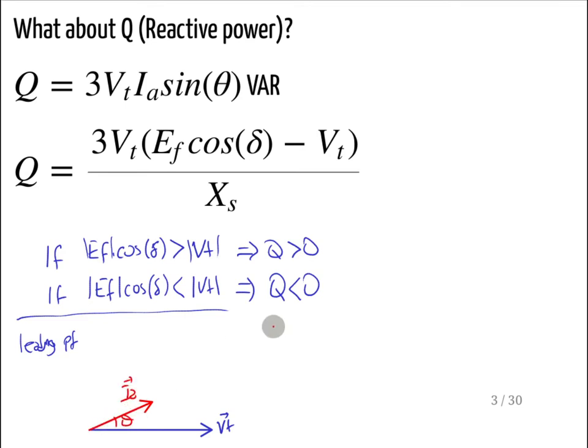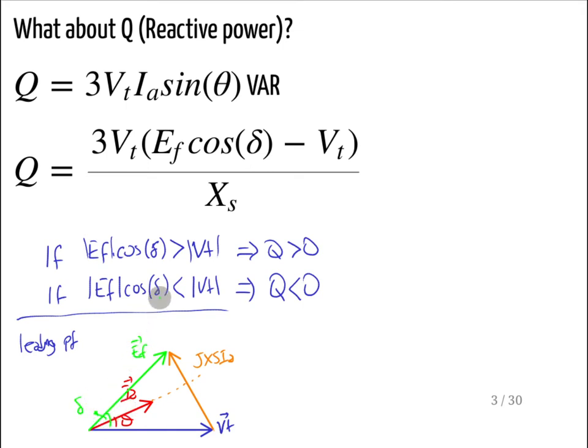So now we have a leading power factor, and again that thing is going to be vertical, 90 degrees over that one, right? So this will be again IA here and EF is here. That is our load angle.